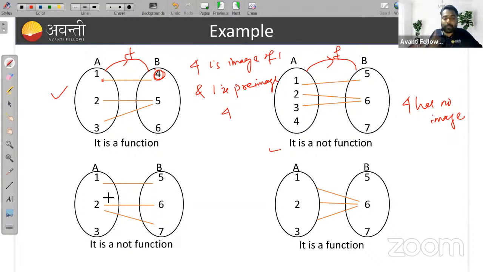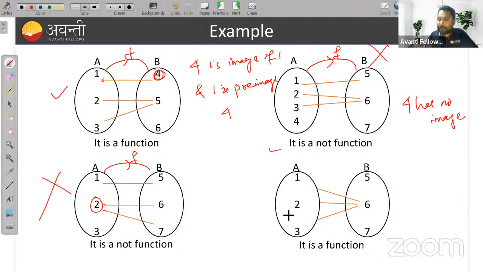Okay, come to the third one. Here you can see 1 is related to 5, that is 5 is image of 1. 6 and 7 are images of 2. So 2 has 2 images, and it's violating our definition of function. What I told you is that each and every element must have only one image in set B. So 2 is the element present in set A that has two images in set B, which is not possible in case of function. So it is not a function.